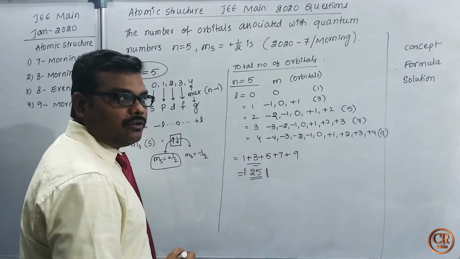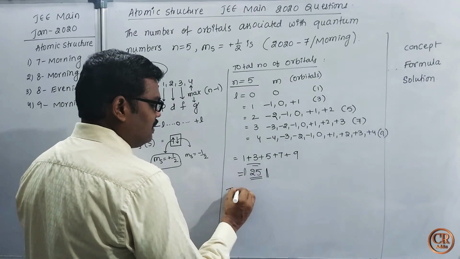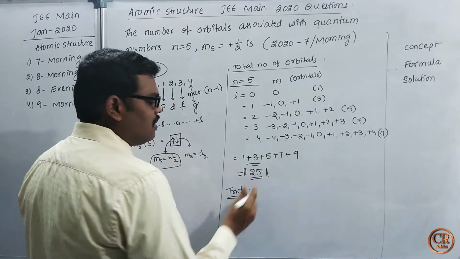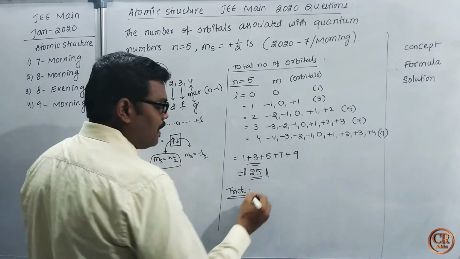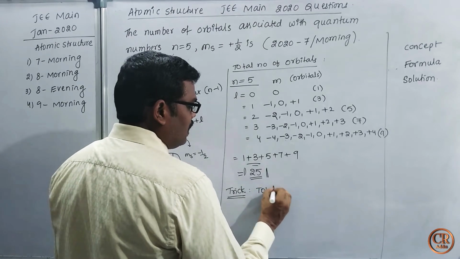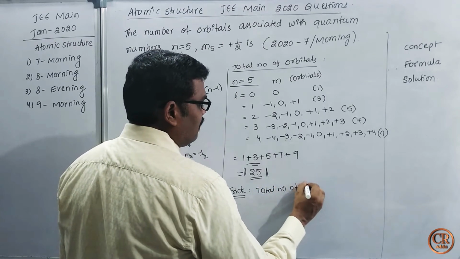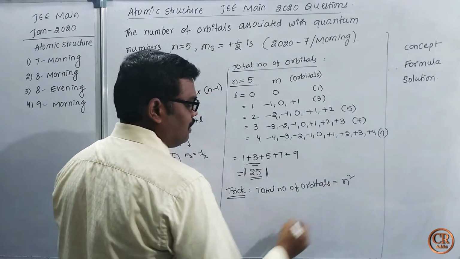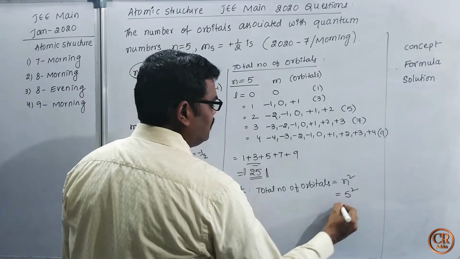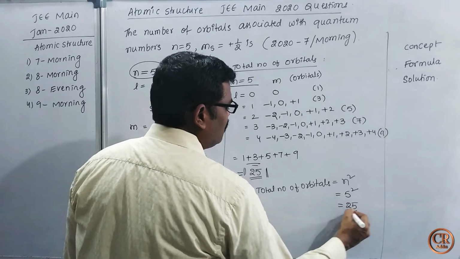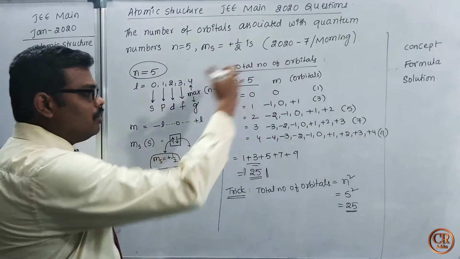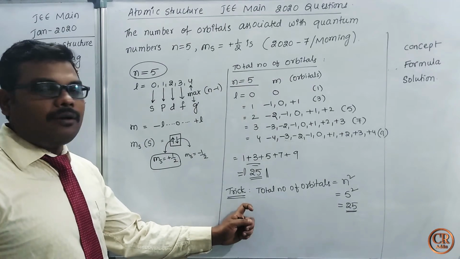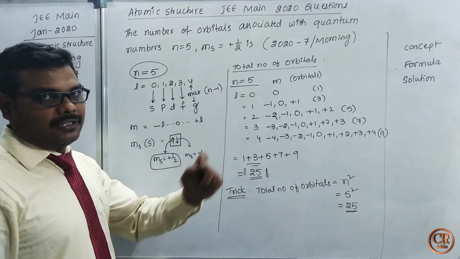Now I am going to tell you a trick here. The trick is you can find this within a fraction of seconds. So the trick for the total number of orbitals: total number of orbitals is n square. Here n value is 5, 5 square is equal to 25. So without doing it like this, you can also solve by using this trick.